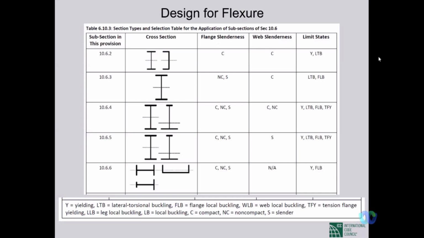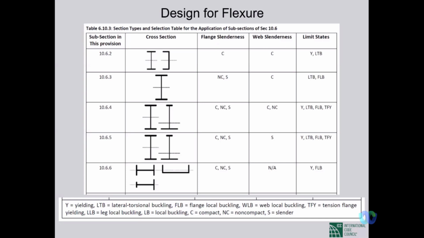But when we don't expect yielding, we know that it will buckle for non-compact flange section. So, non-compact or slender. In that case, we can expect lateral torsional buckling or flange local buckling. You understand? The flange is non-compact or slender, so you can expect flange local buckling or lateral torsional buckling. So this is a list.